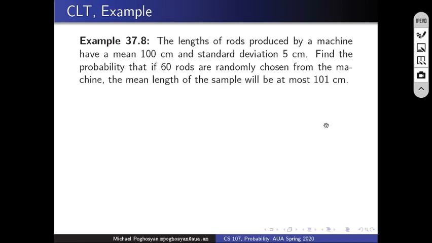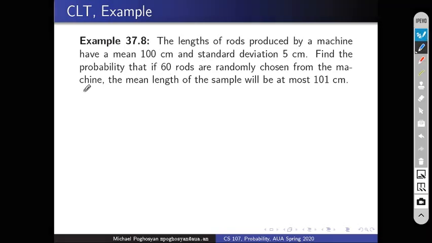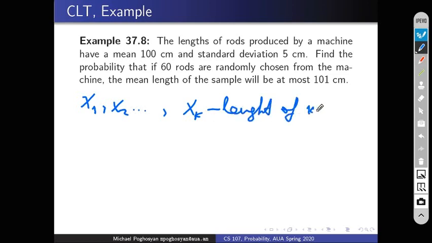The length of rods produced by a machine have a mean 100 centimeters and standard deviation 5 centimeters. Find the probability that if 60 rods are randomly chosen from the machine, the mean length of the sample will be at most 101 centimeters. So we are modeling this. So let's denote the 60 rods' lengths by, say, x1. This is the length of the first rod, x2, etc. So xk is the length of the kth rod.